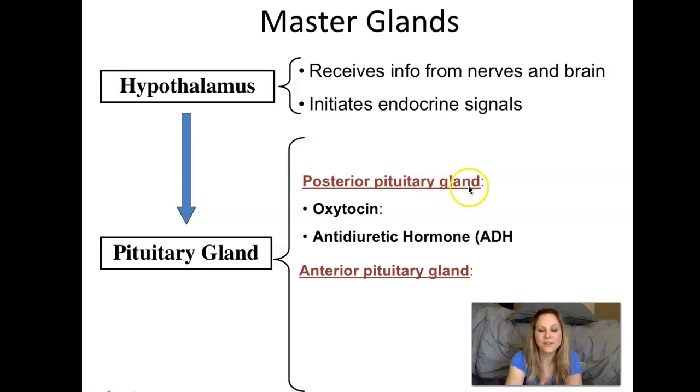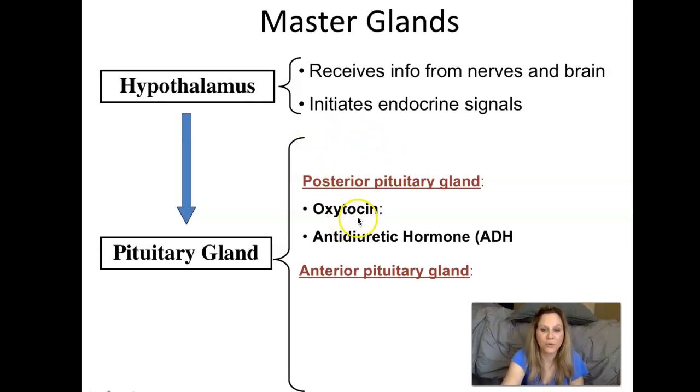The posterior pituitary gland is going to have oxytocin and antidiuretic hormone. Those are just two examples of hormones that are going to be released. Oxytocin is a really interesting hormone to me because this is called the love and bonding hormone. Oh, I'm trying to make a heart. There we go. The love and bonding hormone. It's the hormone that is released when you fall in love. And it's a hormone that's released when a mother is breastfeeding her baby and she feels the bonding.